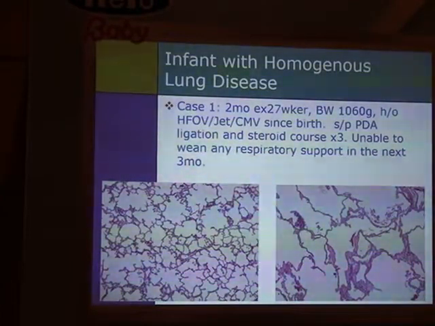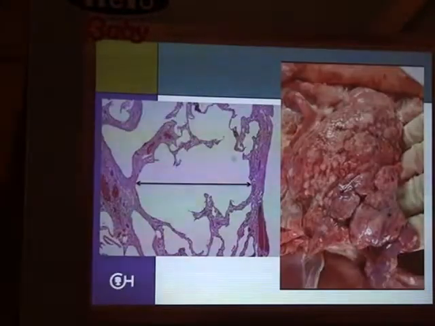And you can see here the main difference. The one on your left here is a normal lung biopsy. You can see the different alveolar patches, and some of the pockets are bigger than others. This was a lung biopsy from this infant. You can see the very wide alveolar sacs and the marked simplification of the alveolar spaces. And this is one of the reasons why we were having such a big problem with this baby.